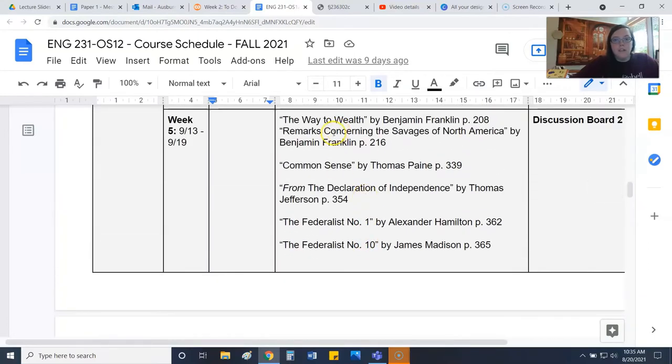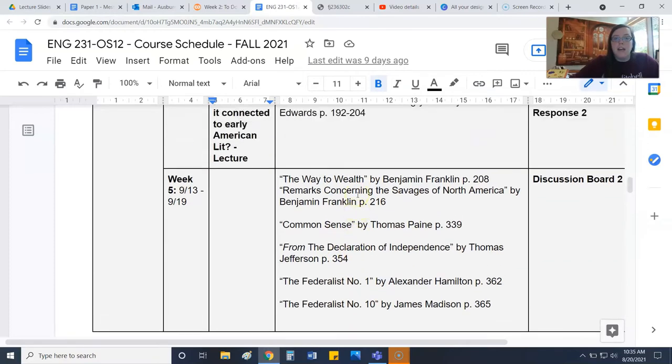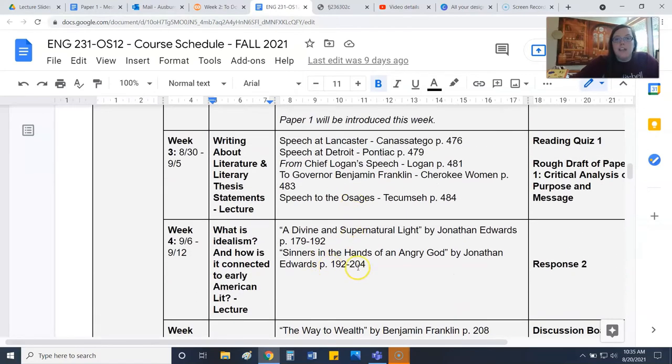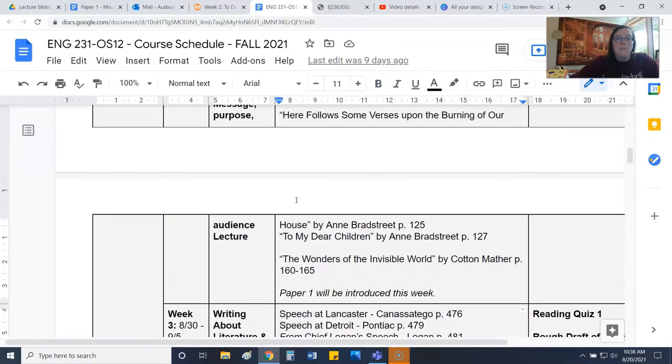So if you're really into some of those initial readings, right after America becomes its own country, maybe you like that section of early American lit, then you might want to jump down and preview some of the readings for week 5. Or if you're into more of the Puritan and religious readings, then you might take a look at things from week 4 or even in week 2. Or if you're interested in some more Native American writings, then you might take a look at week 3.